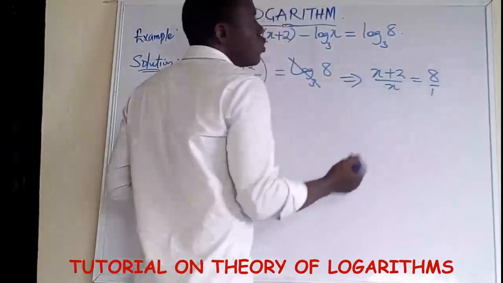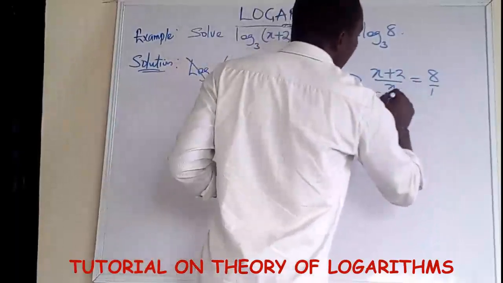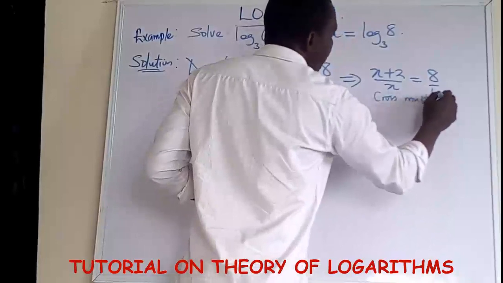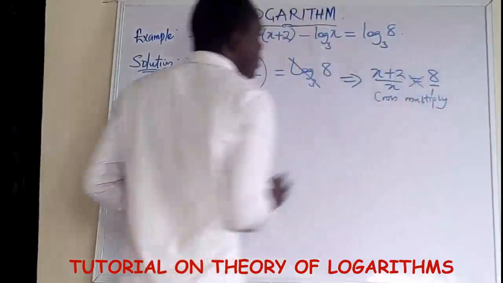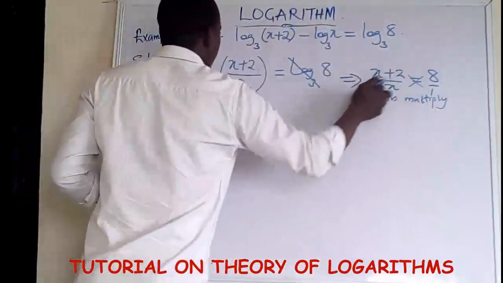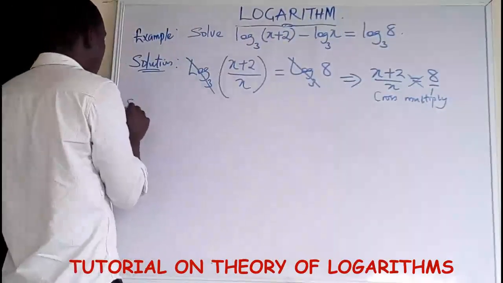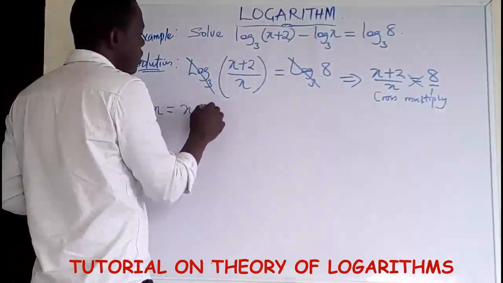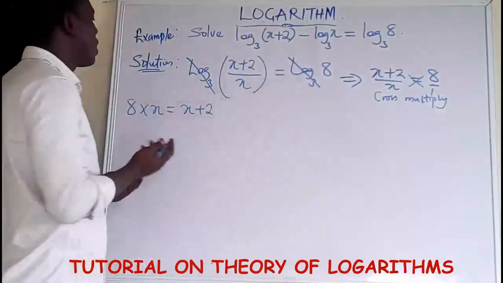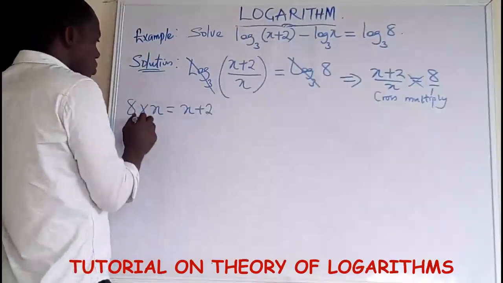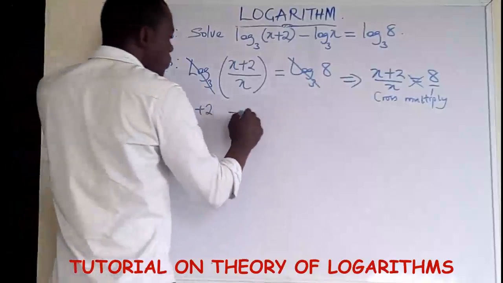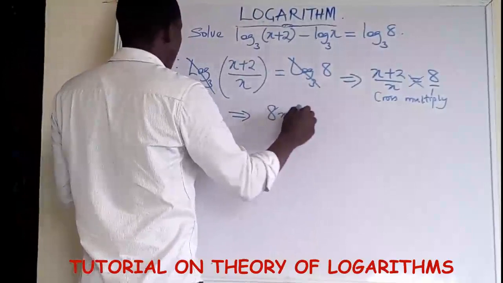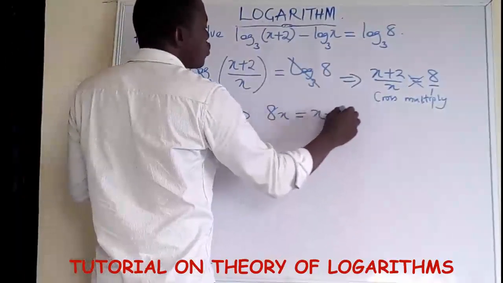I think we can cross multiply now. That's this times this like this. So what do we have here? 8 multiplied by x, that's 8 times x, which equals x plus 2 times 1. That's x plus 2. Now we have to collect like terms. So we have 8x equals x plus 2.